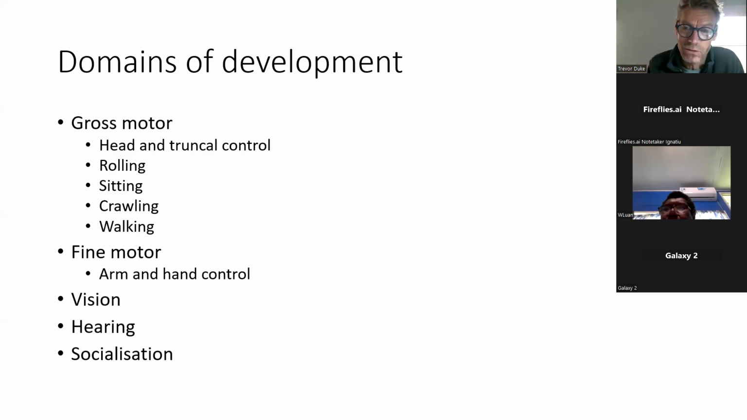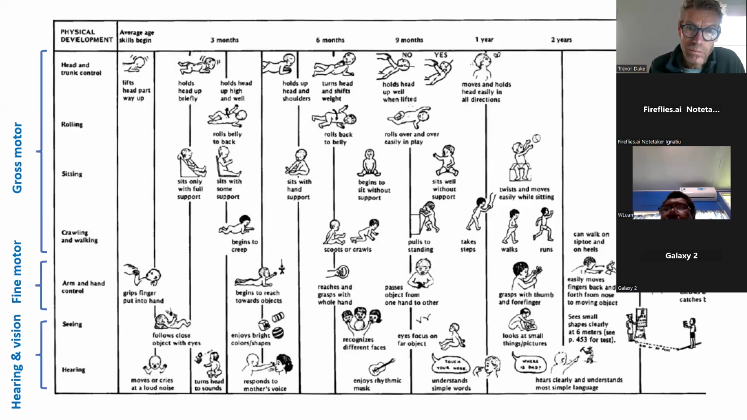His problem was with socialization or with communication, socialization, language, communication. And so that puts it much more in the domain of the autism spectrum disorder. Normally, when we think about domains of development, we might use a chart such as this to look at gross motor, fine motor, hearing and vision.